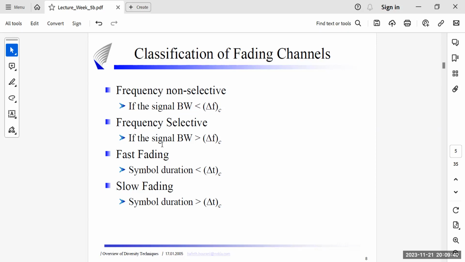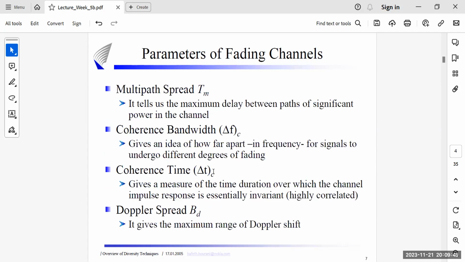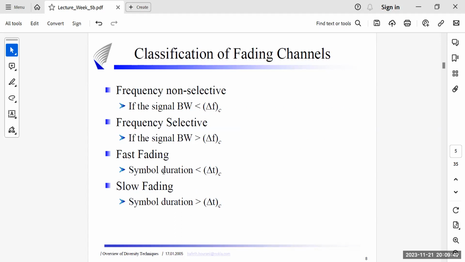And then we have fast fading. Here the symbol duration is less than the coherence time. Whenever you talk about symbol duration, you are talking about a digital system where there are symbols that correspond to a number of bits. The number of bits make a symbol, right? When the time duration of those bits, the symbol duration, is less than the coherence time, we say that fast fading would occur.